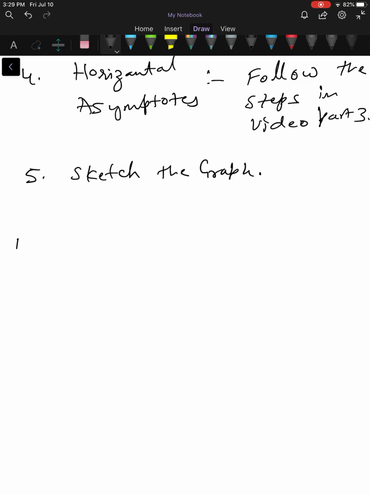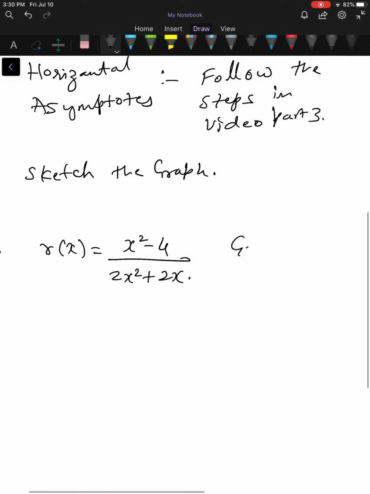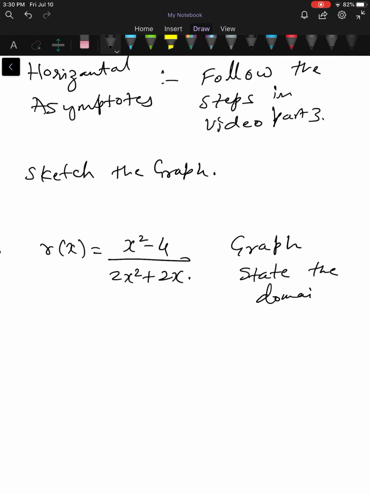I will do example number 6 in your book. It's already solved, I am just explaining this example. I'll do an exercise problem soon after this. Given a rational function r of x equals x squared minus 4 divided by 2x squared plus 2x, we are asked to graph this and also state the domain and range.